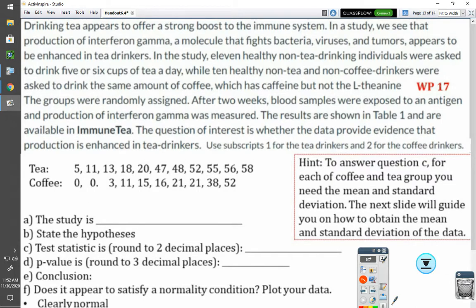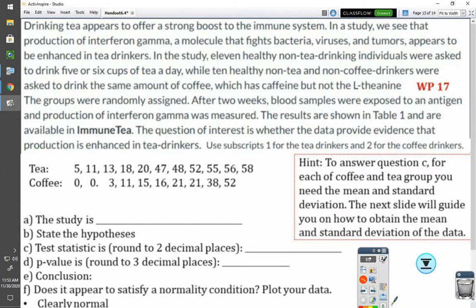So it says drinking tea appears to offer a strong boost in the immune system. We've had this discussion before. In the study, we see that the production of interferon gamma, a molecule that fights bacteria, virus, and tumors, appears to be enhanced in tea drinking. In the study, 11 healthy, non-tea drinking individuals were asked to drink 5 or 6 cups of tea a day, while 10 healthy non-coffee drinkers were asked to drink the same amount of coffee, which has caffeine but not the L-theanine. The groups were randomly assigned.